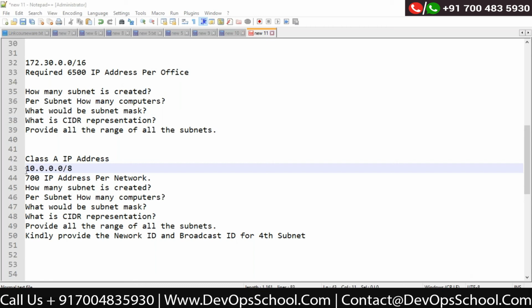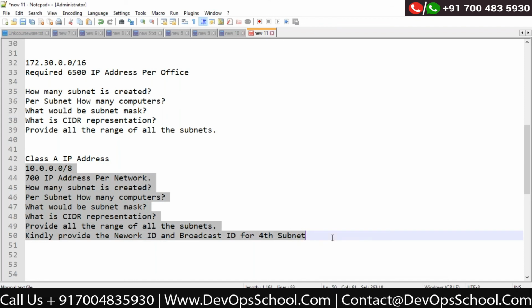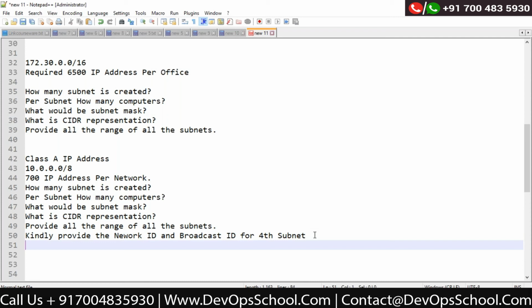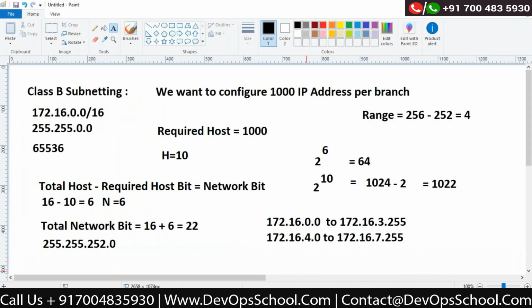Okay, let's try to solve this question. Now this question would have one more added thing. They want to find out the network ID and broadcast ID of the fourth subnet. This is quite interesting. Sometimes they will ask you network ID, broadcast ID. Sometimes they give you some IP address in the middle. Anyhow, whatever comes to you, you have to fit into this formula.